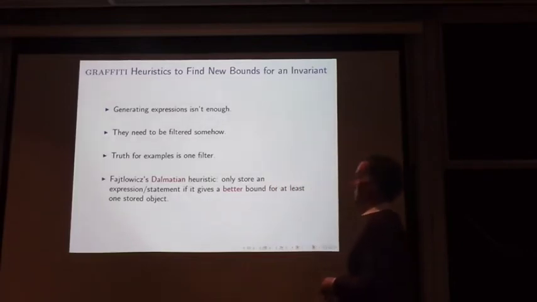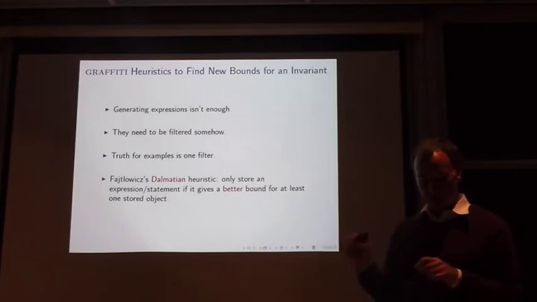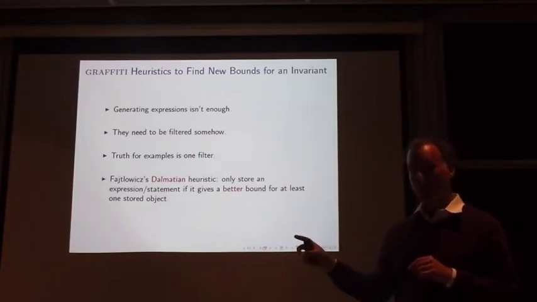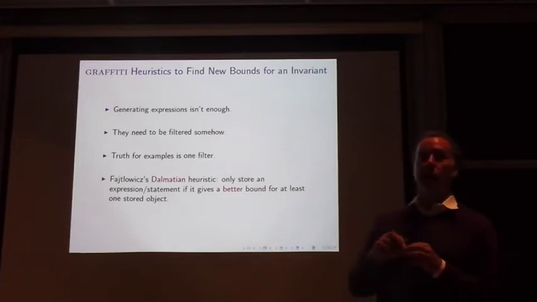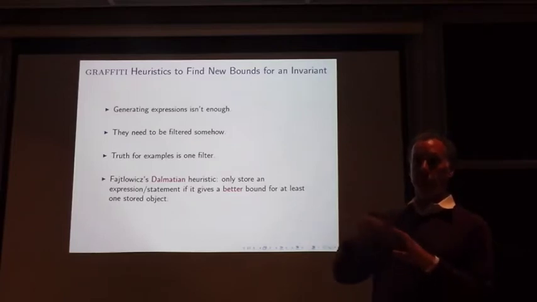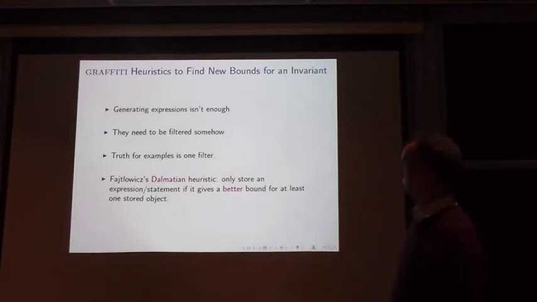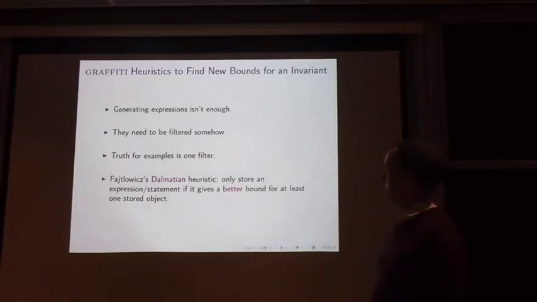Truth was one of his heuristics. The program would know some graphs, it would generate some potential upper bounds for the independence number, and then the program would check if that potential upper bound was actually true for the examples that he had told the program. So, truth for examples.